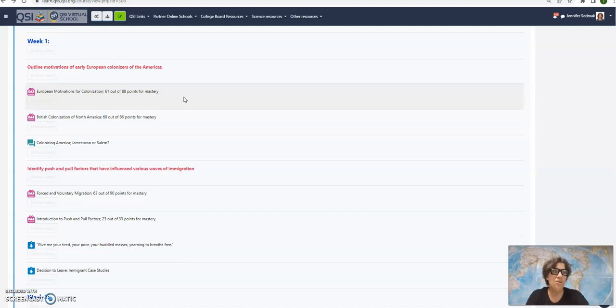Were people doing it out of religious reasons so that they could practice more freely? Were people moving for economic opportunity, or were people moving for political glory to expand the sphere of influence of their state? And then with that, that's more general to the European experience.